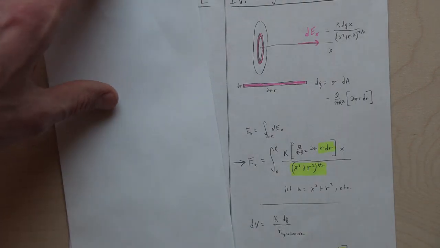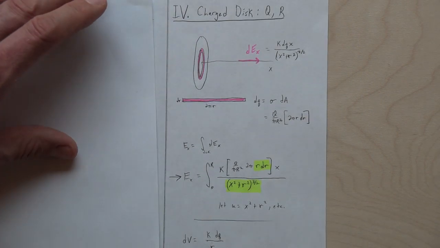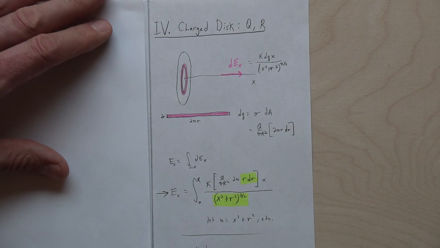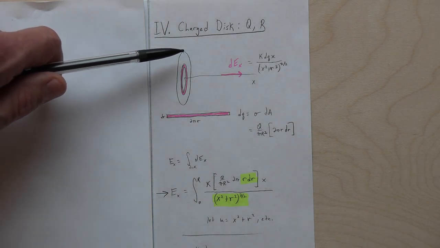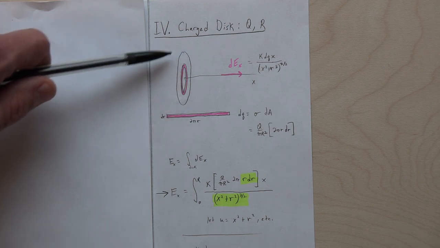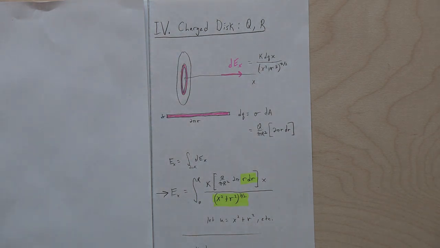Okay, the final geometry for today is the charged disk. What I mean by that is, let's suppose you have a disk that's completely solid, like a dinner plate or something like that, with no holes in it, and it's a flat dinner plate.